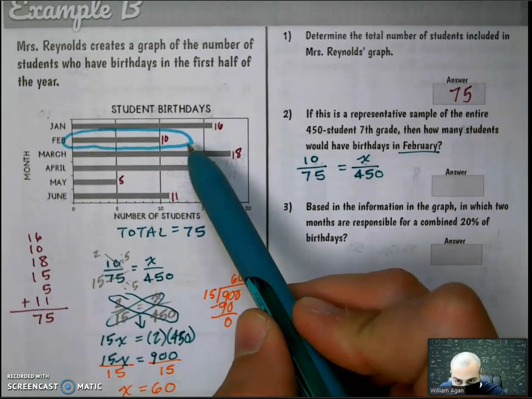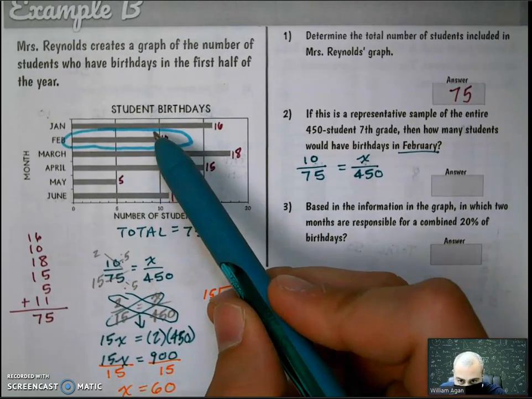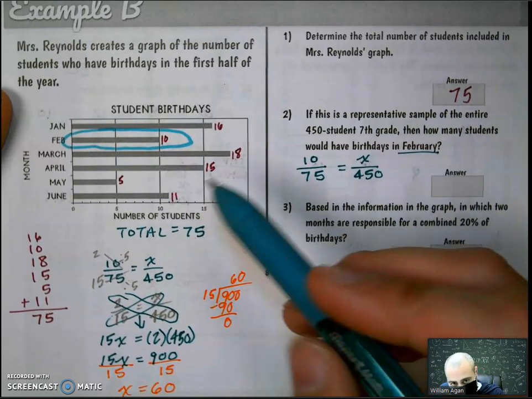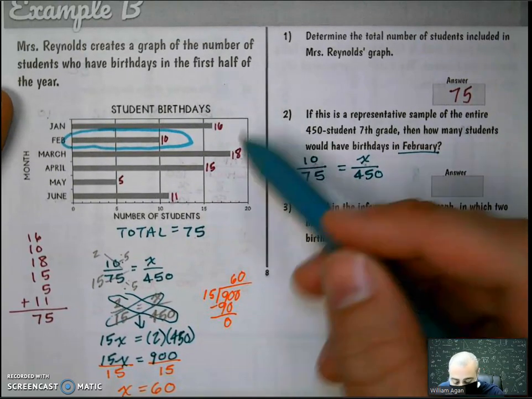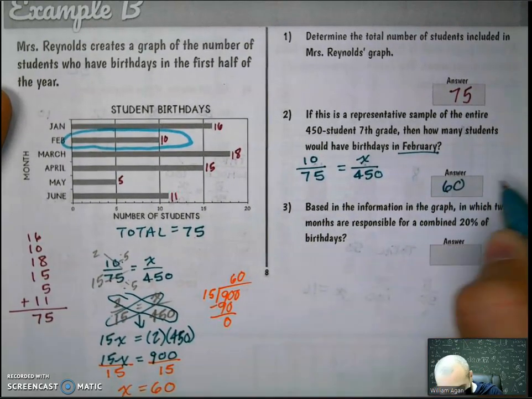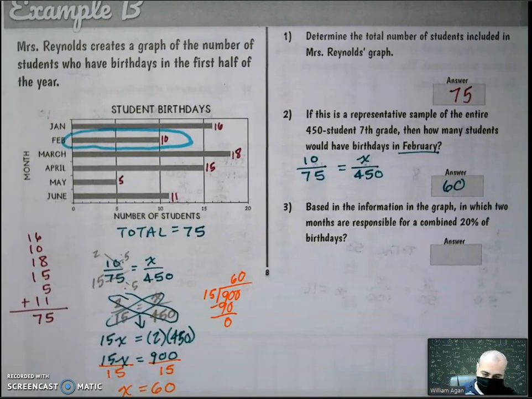So, based on this bar graph, 10 of her kids out of 75 had a birthday in February. If you use that information, out of 450 kids, we can predict that 60 of them would have a birthday in February.